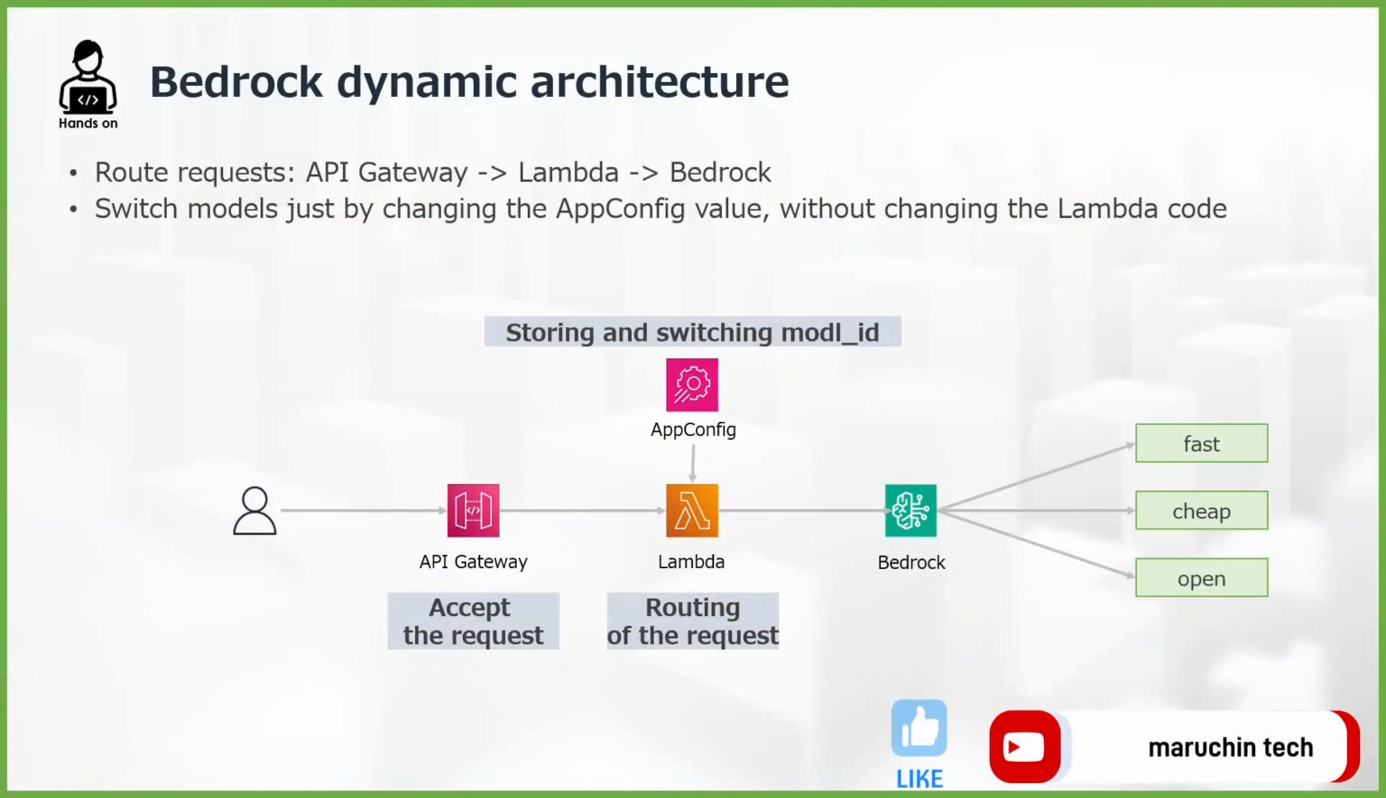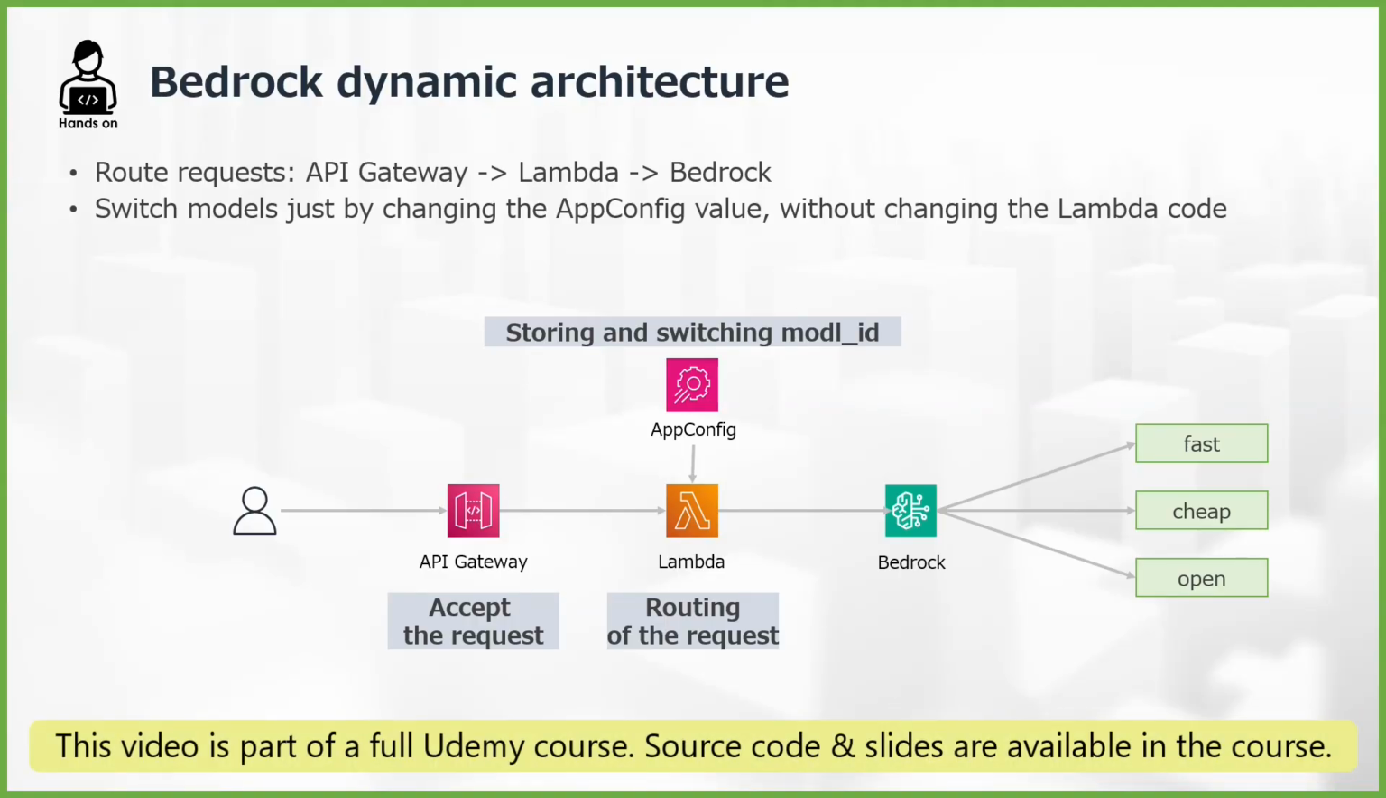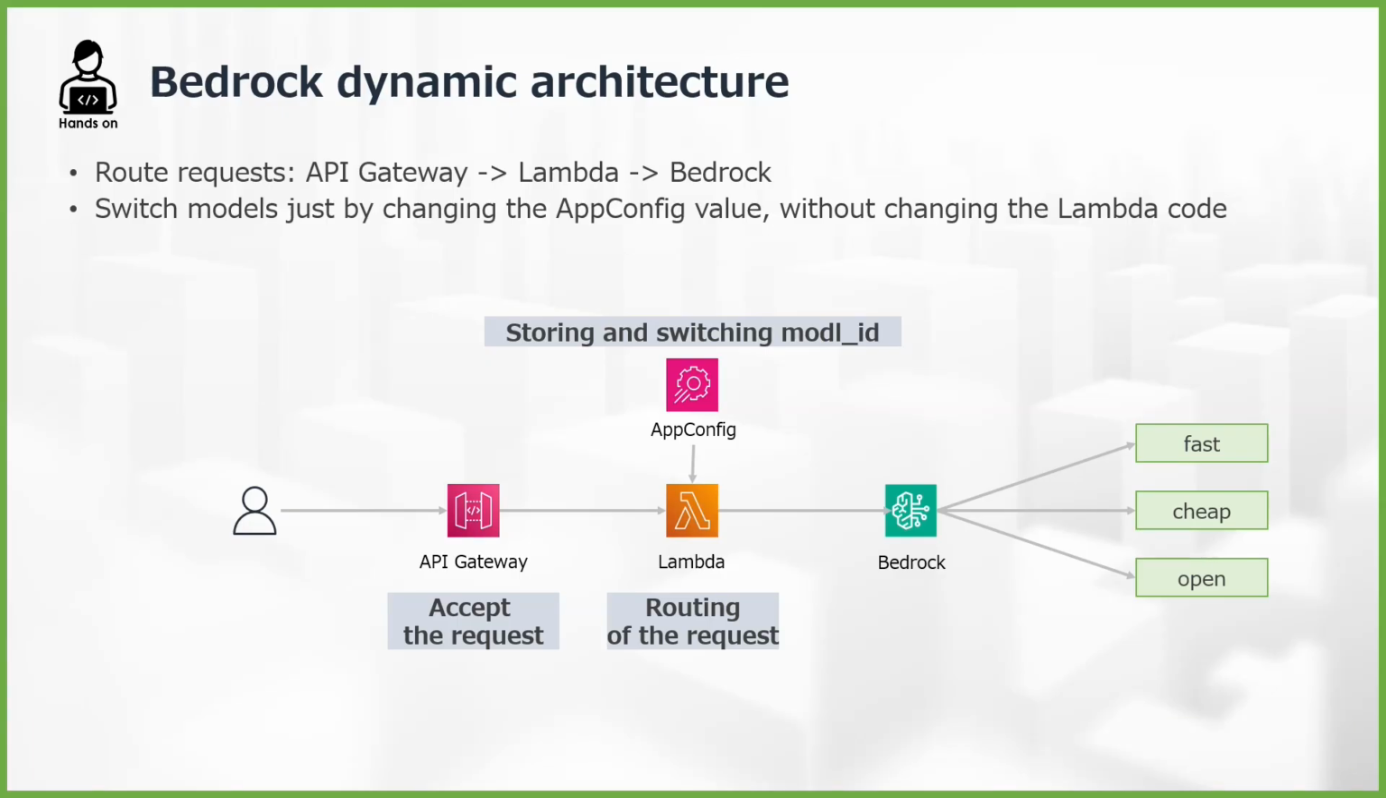The next is the Bedrock dynamic architecture. In this hands-on session, we will build a dynamic architecture with Bedrock. We will route a request from the API Gateway through the Lambda to Bedrock. By storing the model ID in AWS AppConfig as the feature flag, we can switch the model in use simply by changing the flag.